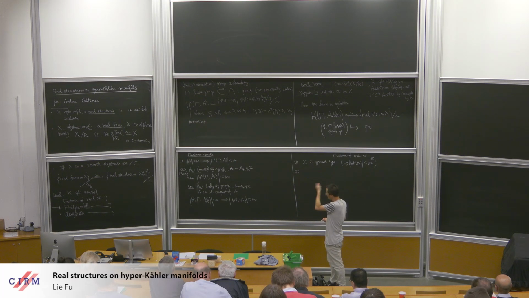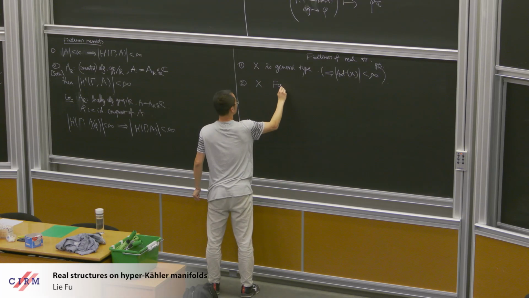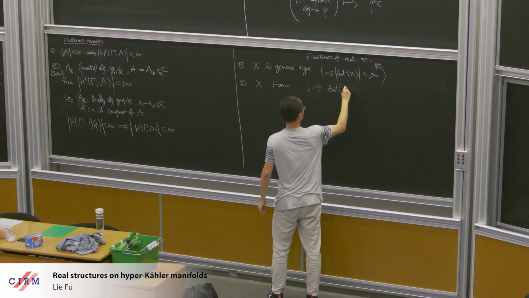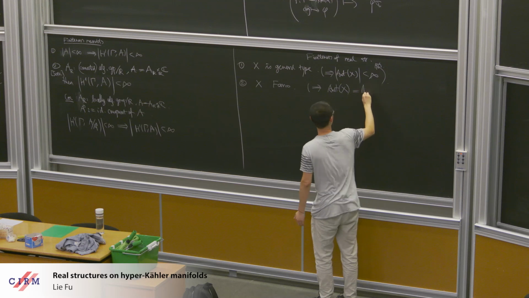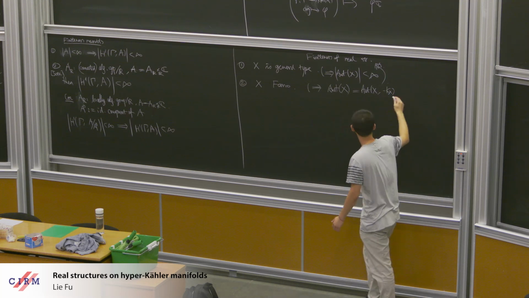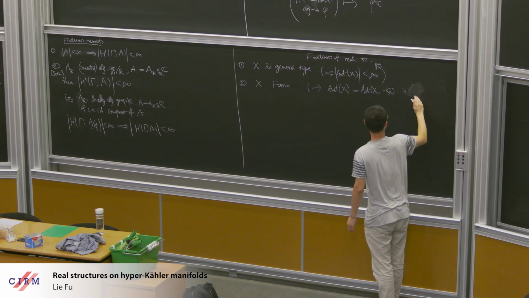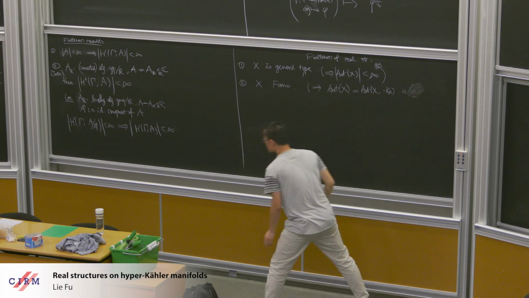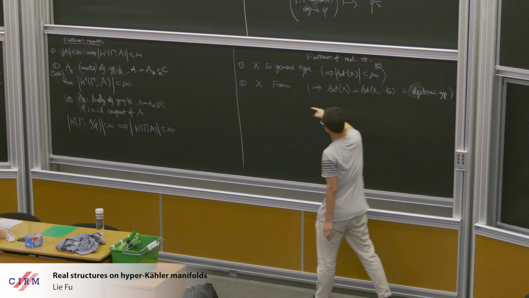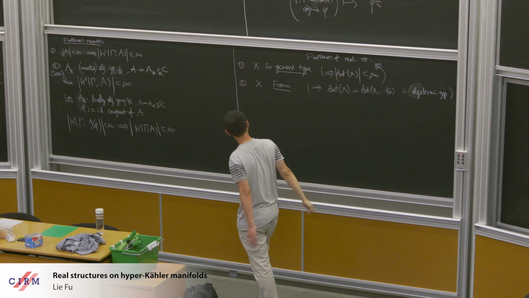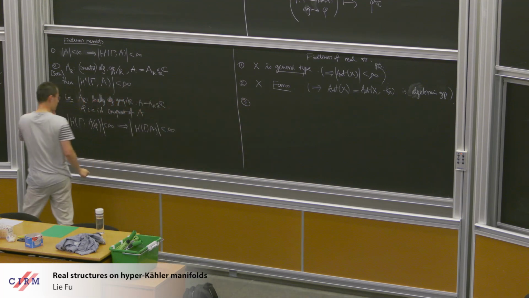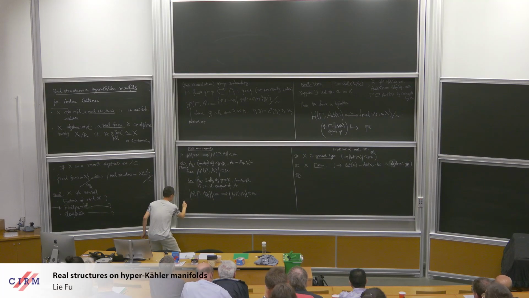For example, if you take a Fano variety, a Fano manifold, then you know that the automorphism group of X is an algebraic group, because you can write it in terms of the anticanonical bundle, minus K_X. Oh, sorry, it's algebraic. So these two cases all have finitely many real forms. I don't think I can write in parallel here. Maybe I have enough space. I'll try.